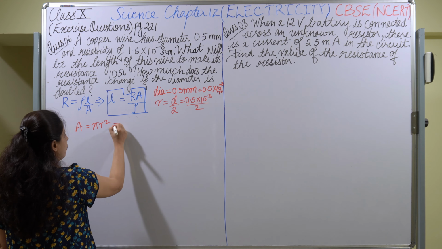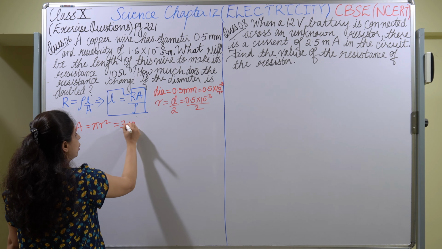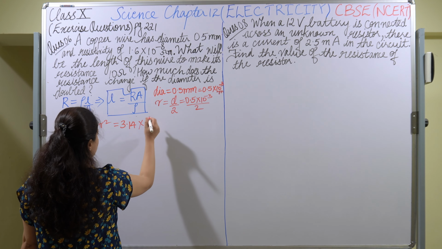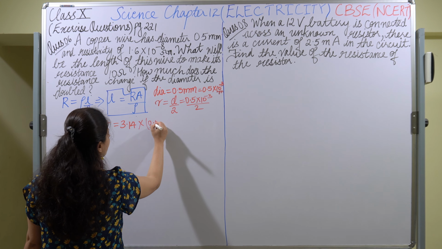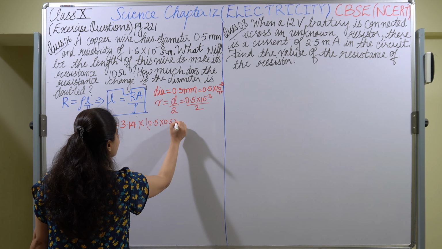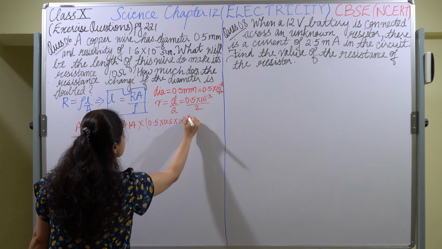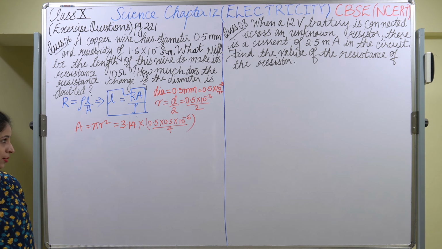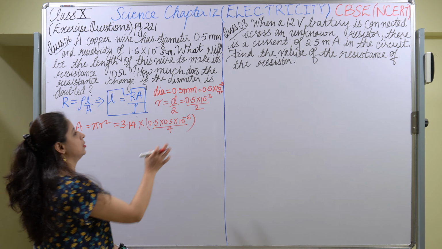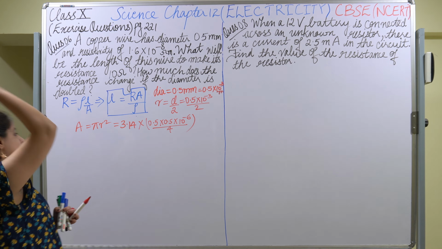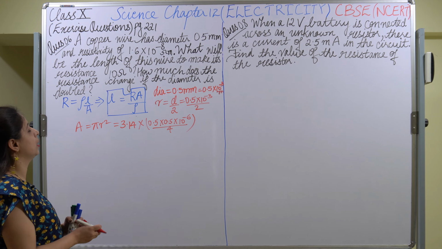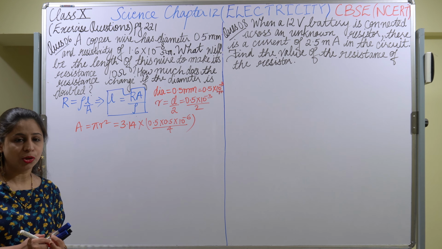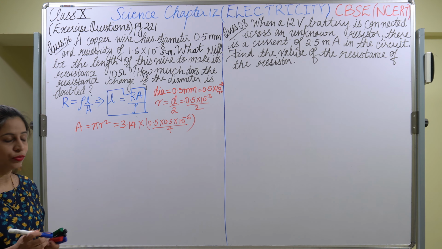We know that the value of pi is 3.14. You can also put 22 by 7, no problem in that, into r square. R square will be this value only, 0.5 into 0.5 into 10 power minus 6 upon 4. Okay, r square is this. Now let us put all the values in the formula for the length of the wire and find out the length of the wire.